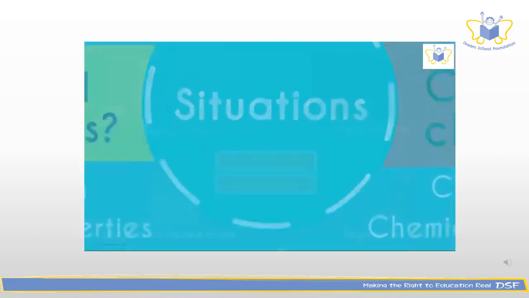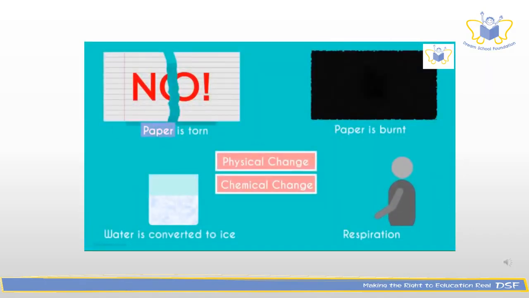Now let's get back to our examples. First, a paper is torn. Is it a physical change or a chemical change? Are we getting a new substance entirely? Are the chemical properties changing? Not at all. The paper is just torn into two pieces. Paper is still paper and nothing else. Hence, it's a physical change.